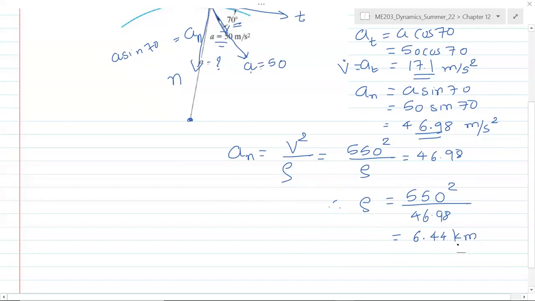See, we are using a prefix like kilometer here because it's more than 1,000. The actual answer is 6,440. And we have solved the problem. So we have calculated both the unknowns.